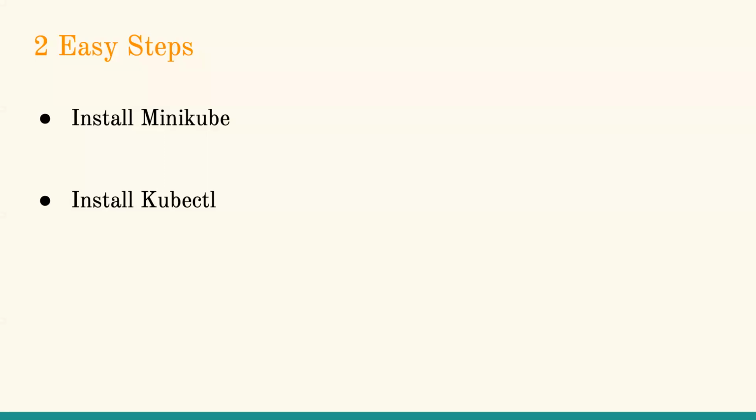So there are two easy steps to do. One is to install Minikube, and the second thing is to install kubectl. So what is kubectl? Kubectl is your Kubernetes command line, with which you can interact with your Kubernetes cluster. You can also do it with your Kubernetes UI or the Kubernetes dashboard, but the most preferred way of doing it is using kubectl.